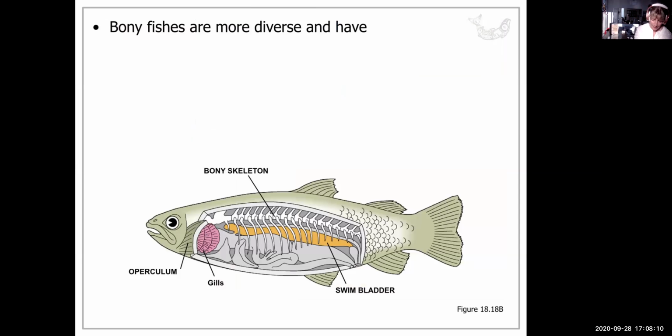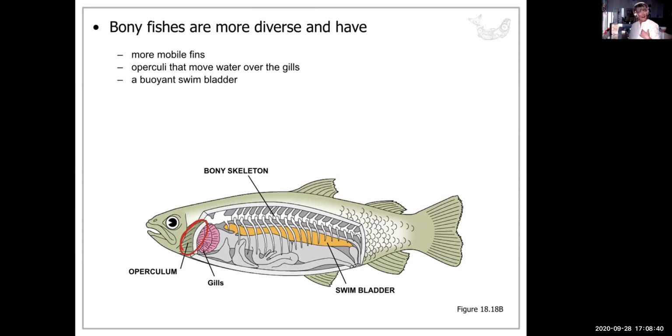So the sharks are cartilaginous. They don't have a bony skeleton. They don't have a swim bladder. And they don't have an operculum that covers their gills. So bony fishes are different. Bony fishes are more mobile. They have operculi, that's right here, that covers their gills and it moves water over their gills so they don't have to take water in through their mouth. They can just use that for digestion. And they have a buoyant swim bladder, that's here.